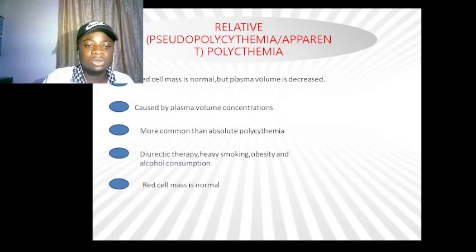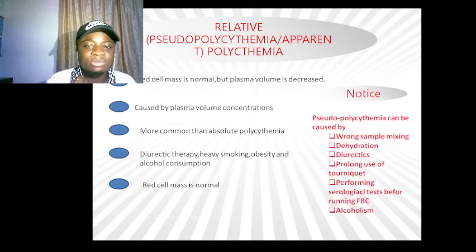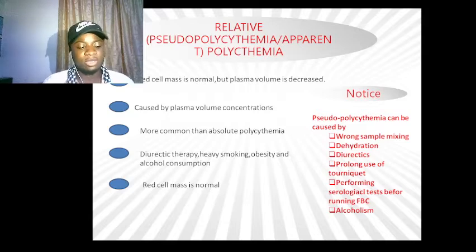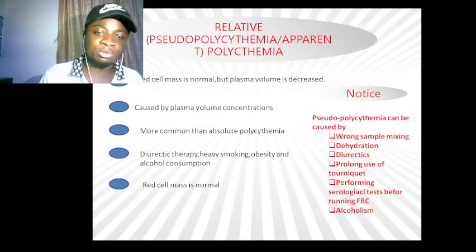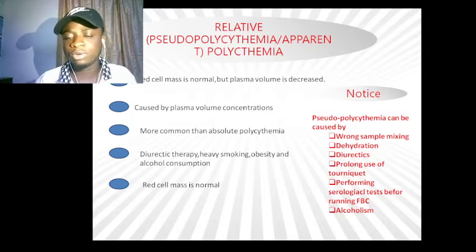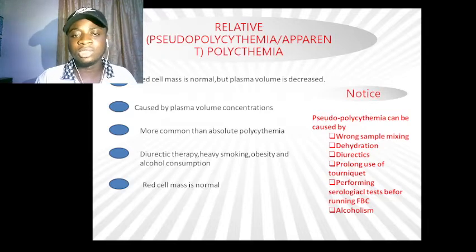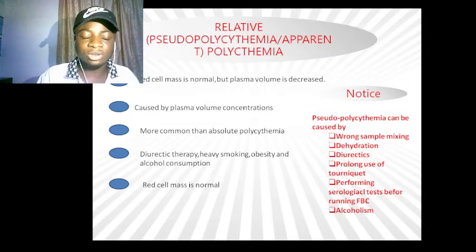Okay, so this point is very important. Pseudo polycythemia or the relative polycythemia can be caused by, one, wrong sample mixing. So maybe the phlebotomist who is taking the sample didn't ensure accurate mixing of the sample. So you run your full blood count and you see pseudo polycythemia, increased volume of WBC, which may not be true, maybe as a result of wrong sample mixing.